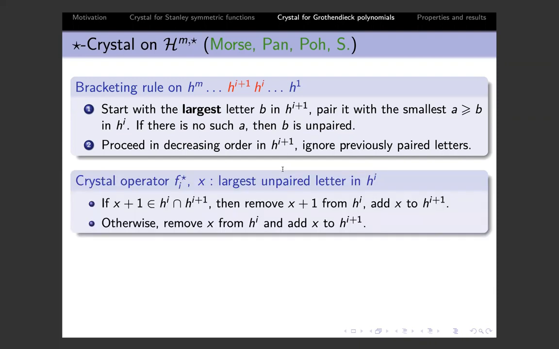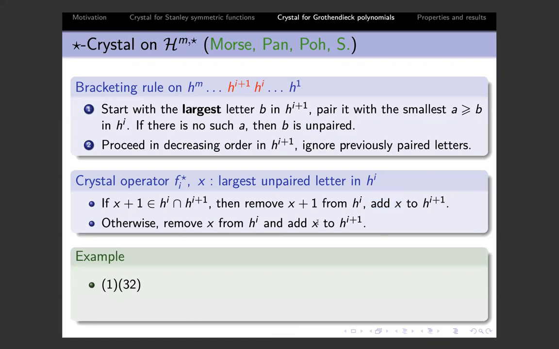Okay, and then how do we actually define the crystal operators? For the Stanley symmetric function crystal, remember we took a letter and moved it. So here I'm now describing the F_i operator. I'm going to take a letter from H_i and try to move it to the factor H_{i+1}. If the letter x+1 is in both H_i and H_{i+1}, then I remove this letter from the right factor and make it into an x in the left factor. And if x+1 is not in both of the factors, then I just remove the x from the right factor and move it to the left factor.